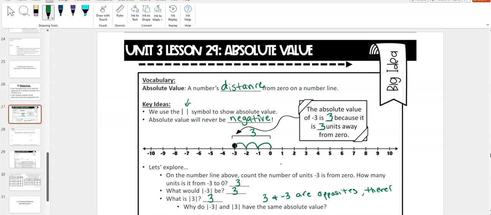Therefore, they have the same absolute value, or are the same distance from 0. All right, pause this and make sure you have that nice long sentence down.